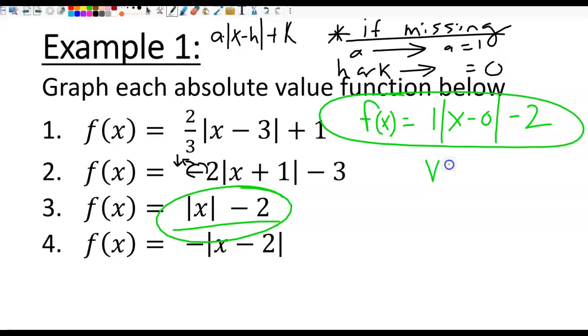So now we're going to do our vertex. When you do the vertex, you take these 2 numbers here. And don't forget to change the sign of this one, but in this case it doesn't matter because it's 0.